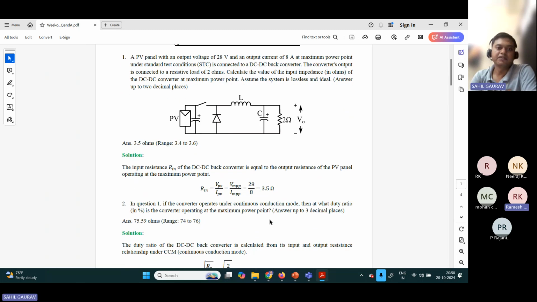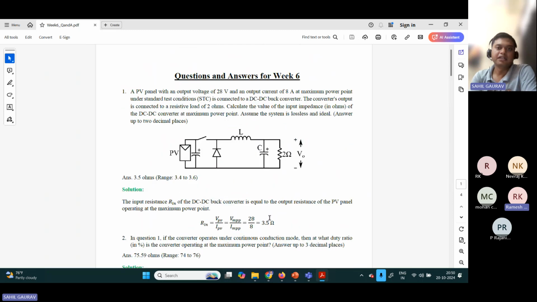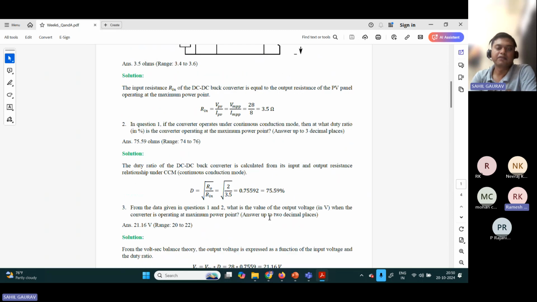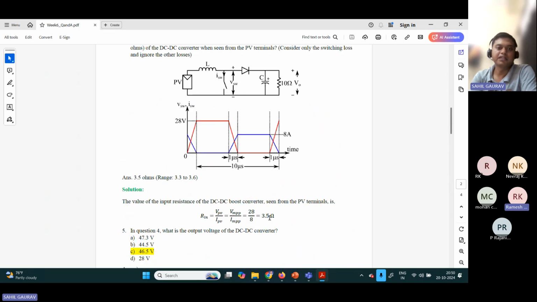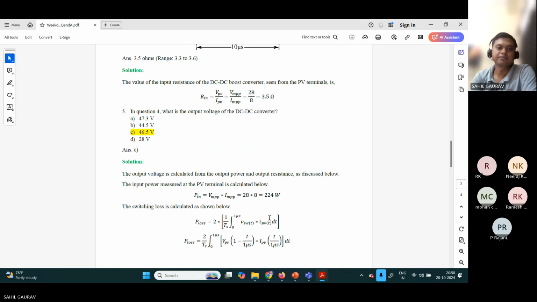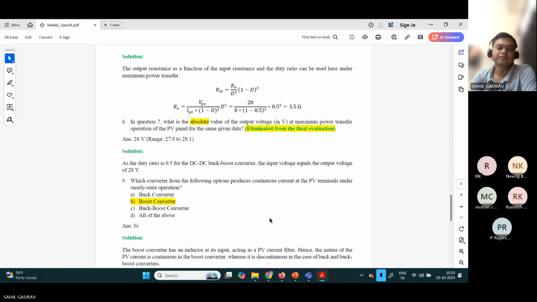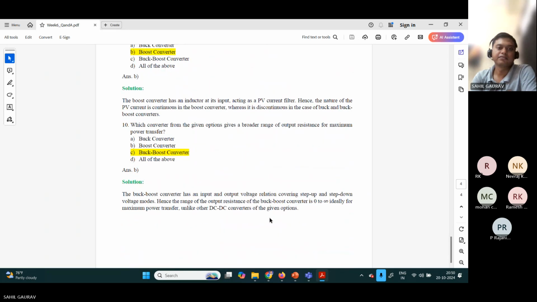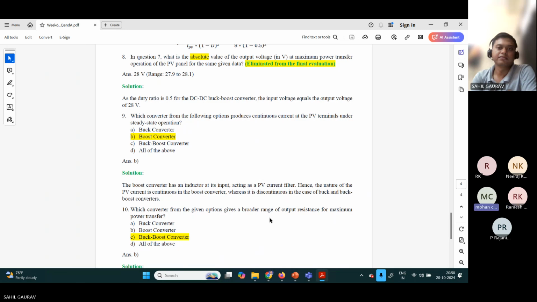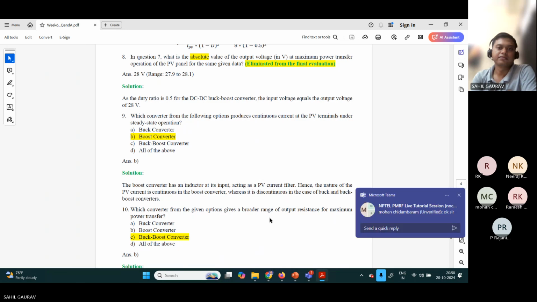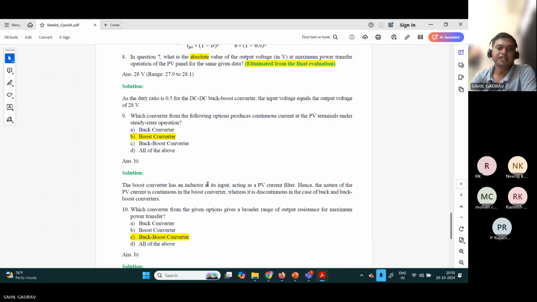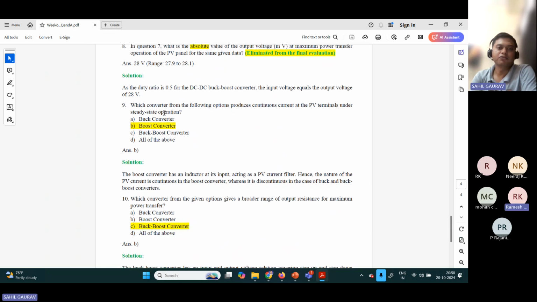For assignment 7, they have shown the problems for finding the input resistance for the battery. We can see some theoretical problems like in problem 9.